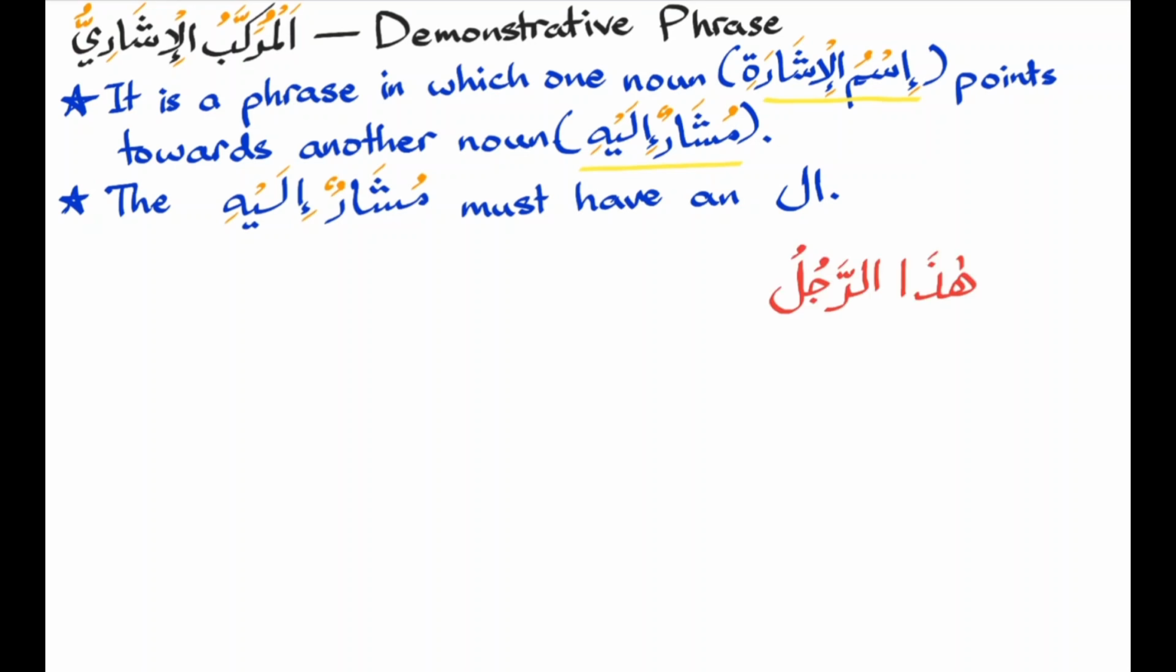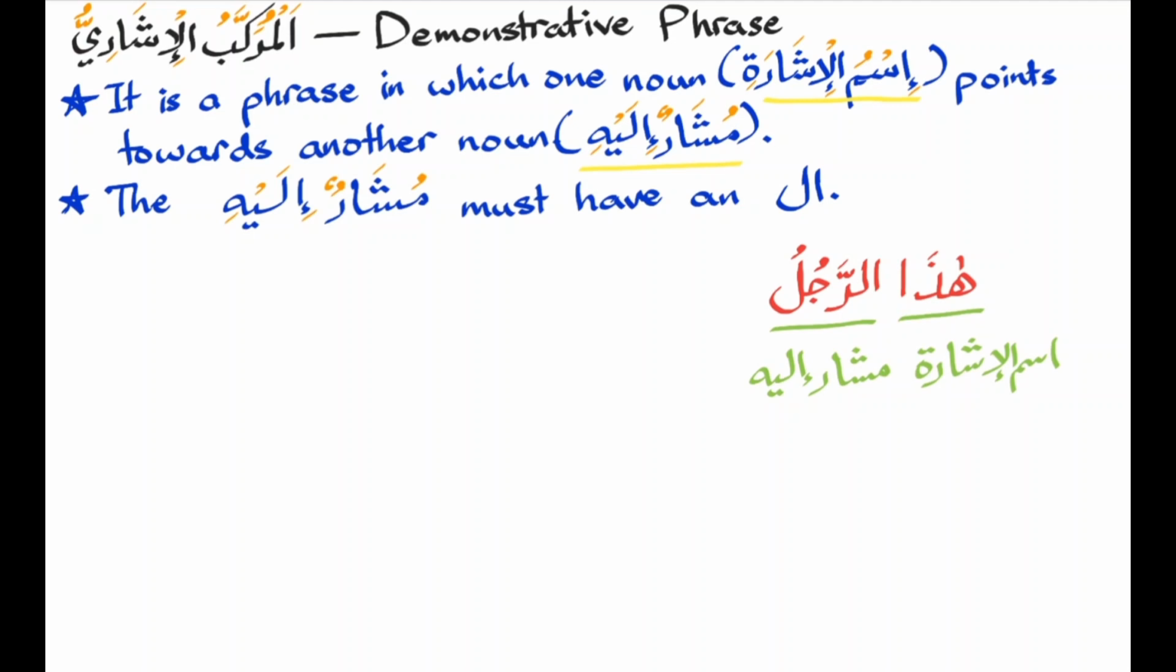Here we have a phrase, هذا الرجل, this man. So هذا is the ismul ishara, the noun which is pointing towards the man. Ar-rajul is the musharun ilayh, the thing or person being pointed towards. This is an example of al-Murakkabul ishari. Now, as I said before, the musharun ilayh must have an alif lam. So here we see that the musharun ilayh, which is ar-rajul, has an alif lam preceding it.